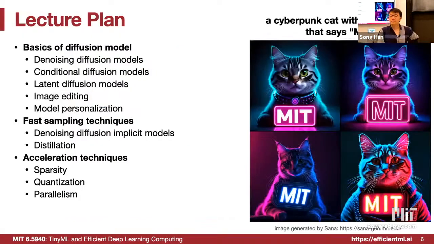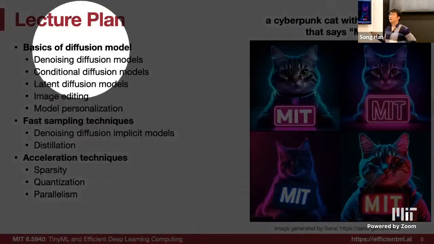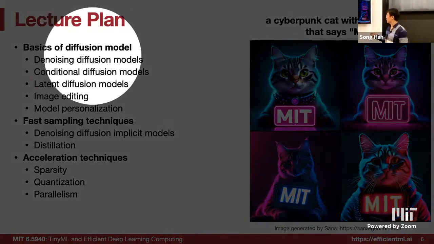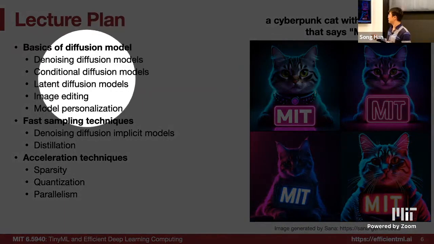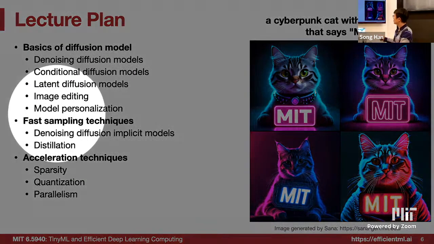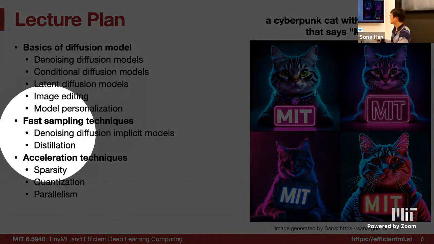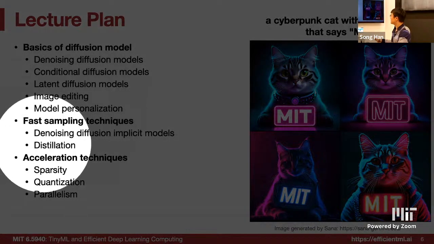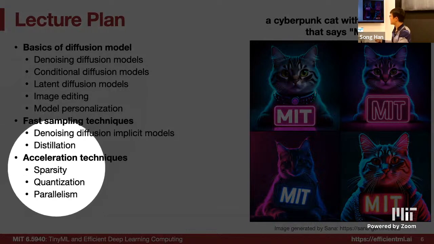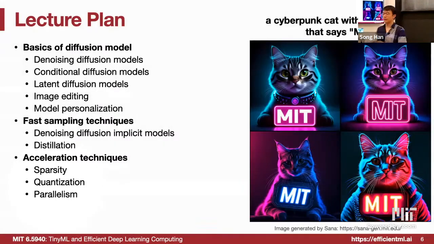So here's the agenda for today. We are going to first talk about the basics of diffusion models. In order to accelerate them, we need to first understand how diffusion models work, including denoising, conditional diffusion models, latent diffusion models, image editing, and personalization. Next, we are going to introduce fast sampling steps, the VDM method, distillation method, and also acceleration techniques using sparsity, quantization, and multi-GPU parallelism.